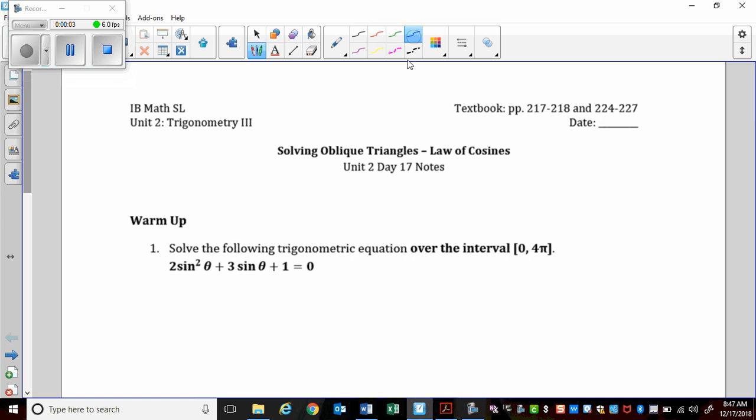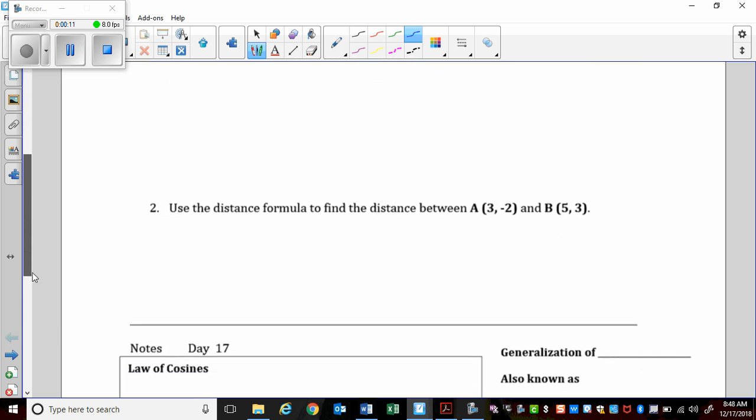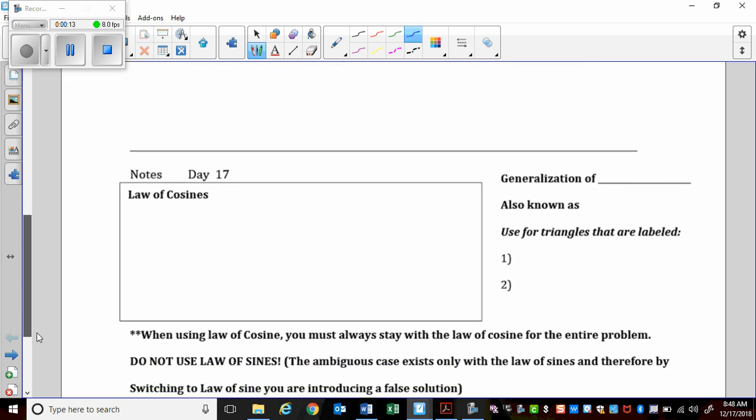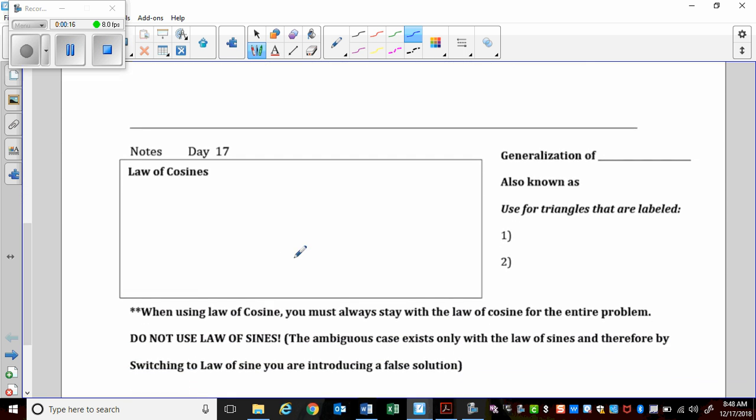Morning. This is Unit 2, Day 17 notes, and we're going to first start on this warm-up, but today we're going to go over the law of cosines. The law of cosines is a little bit different than the law of sines.